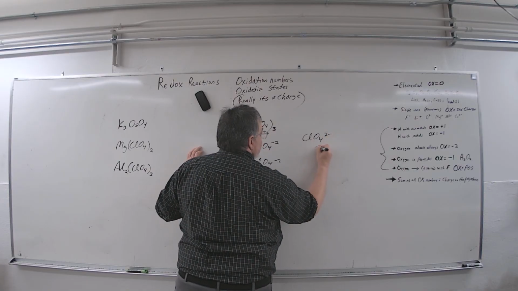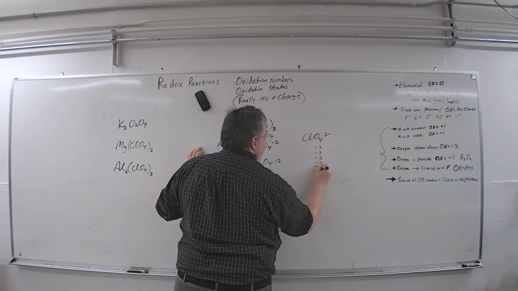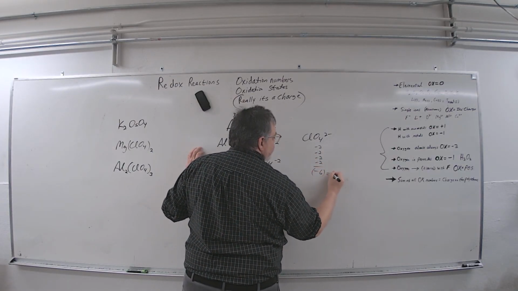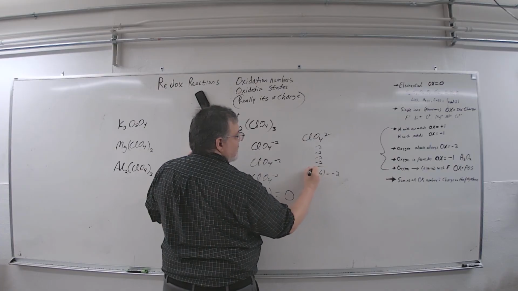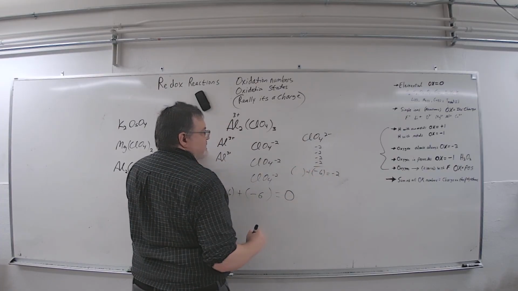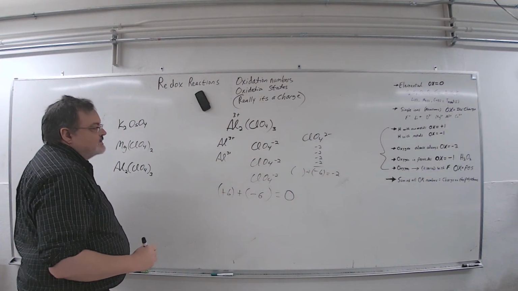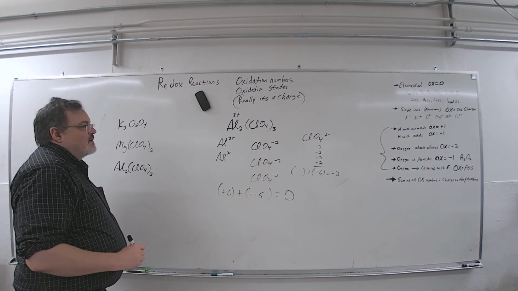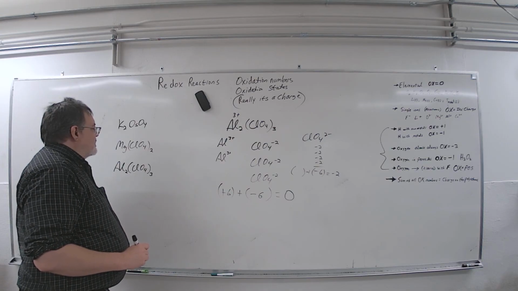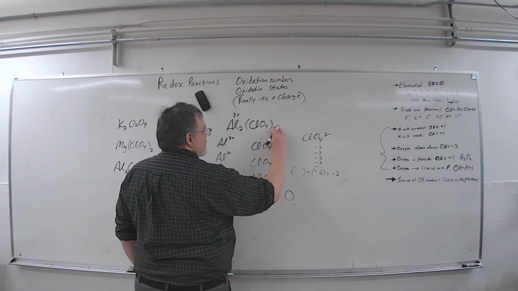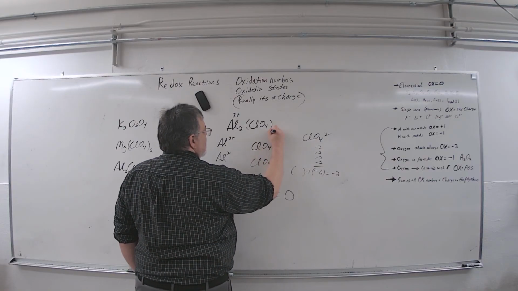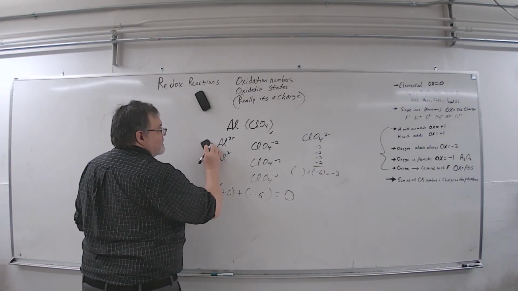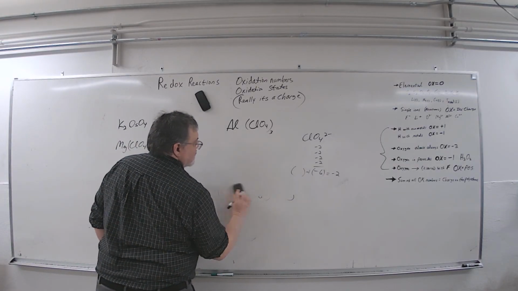ClO4, 2 minus, minus 2, minus 2, minus 2, minus 2. I've already done this process. Minus 6 equals minus 2. So what is Cl here? ClO4 is minus 1. I did this wrong. Sorry. That's the formula for aluminum perchlorate.